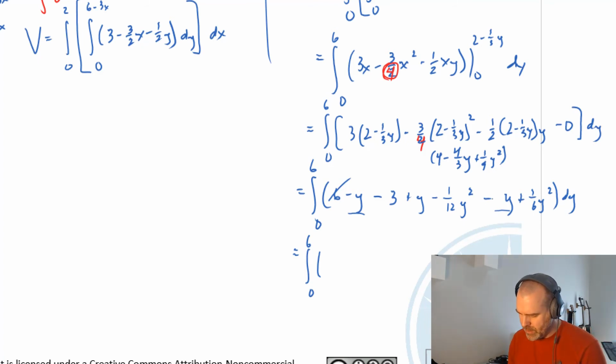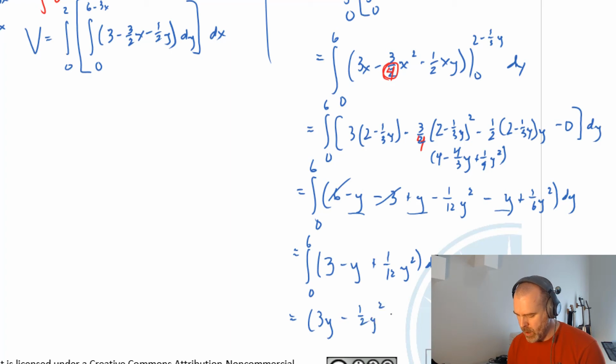Let's see here. So 6 minus 3 will be 3. Okay, that's good. That's what I got before. We have negative y plus y, negative y, so minus y, also good. Negative 1/12 plus 1/6, that'll end up being plus 1/12 y squared. Okay, that's what I got last time. Just fixed a small little error there. So now integrating with respect to y, 3y minus 1/2 y squared plus 1/36 y cubed from 0 to 6.